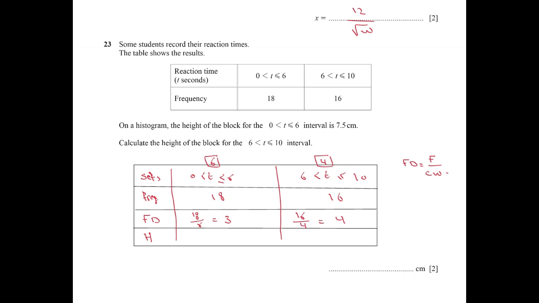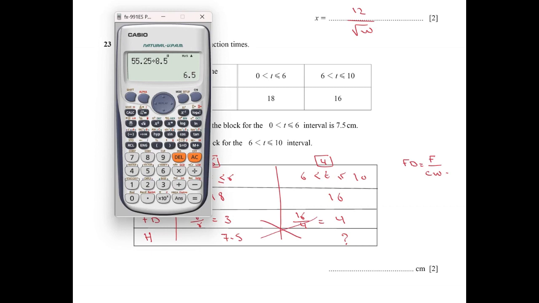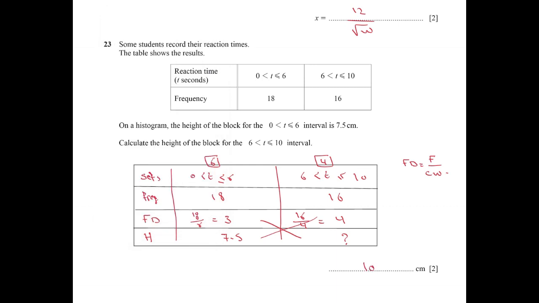The height of the interval between 0 and 6 is 7.5. He needs to know the height of the second interval. All you have to do is cross multiplication. 7.5 times 4 divided by 3, which is equal to 10.